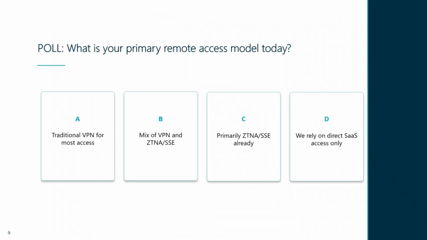So let's see what the main responses are here. One person answered ZTNA, SSE. Check the response details. Okay, I see some traditional VPN, a mix of both. Some people see SaaS as well. Most of the people use traditional VPN. Okay, great. So let's talk about Global Secure Access, right? Let me quickly close this poll. Close poll. Just like that.